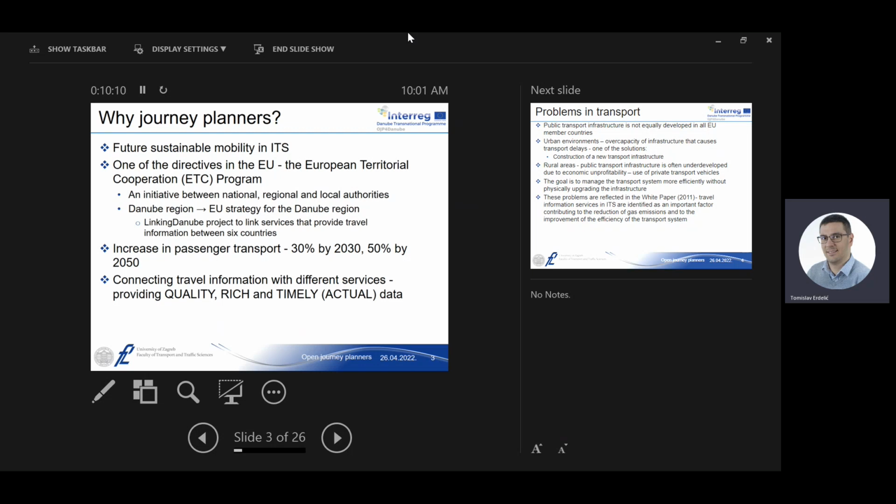This means that there has to be an initiative between national local planners, regional local planners, and local planners, for example, in some city or small village or something like that. The other vertical is focused on the Danube region, which is part of the EU strategy.